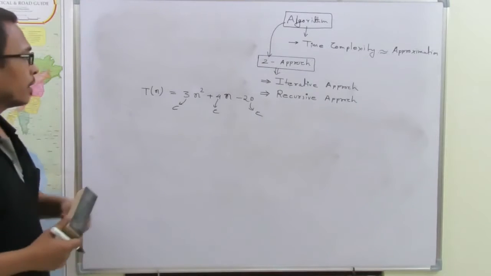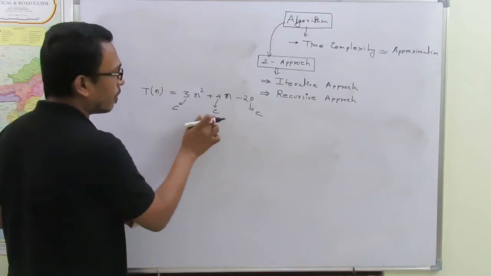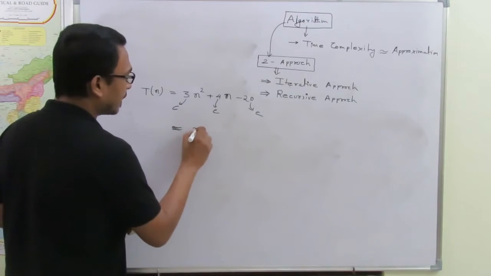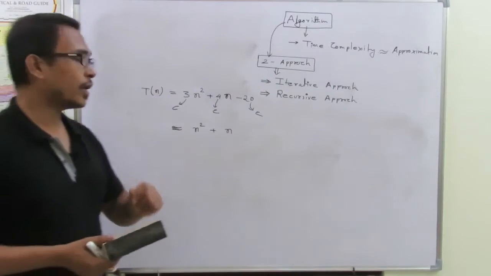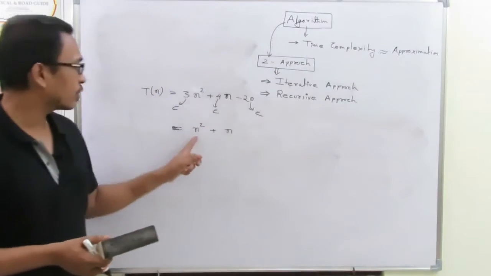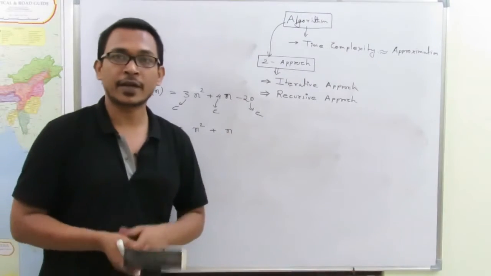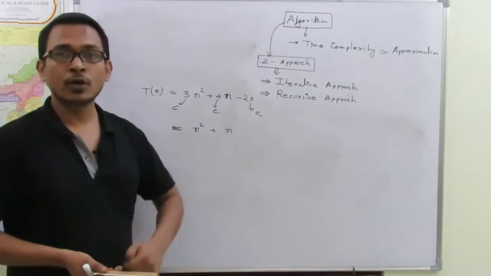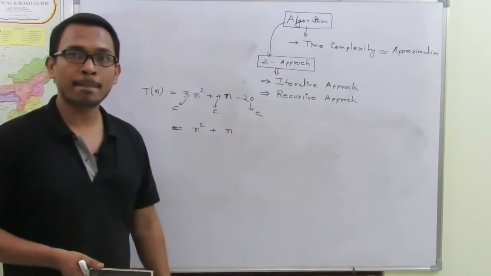Now here, if we remove all these constants, what are we left with? n square plus n. Now here we have two terms of input. One is n square and the other one is only n. Both represent the number of input. Here is n square, here is n. Now which one will represent the time complexity of this particular problem?